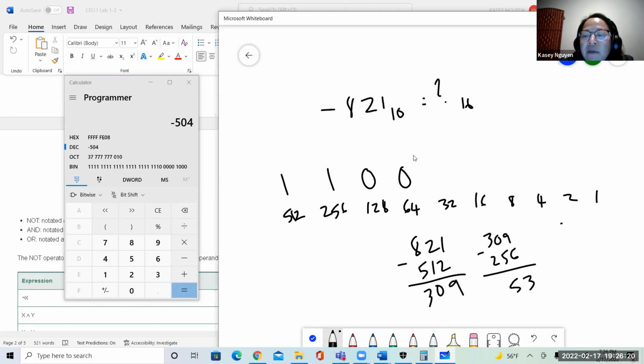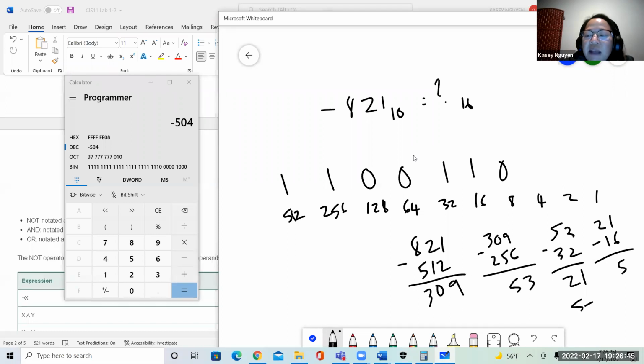And then with 53, you subtract the next number, which is 32. So that's a 1 and 21 left. Then 21 minus 16 gives me 5. We're going to skip 8. And you already know it's 4 and 1 last. So 5 minus 4, that's on. Skip 2 because after you subtract, you have 1 left. And then 1 minus 1 is 0. You subtract until you can't anymore. So this is your binary.